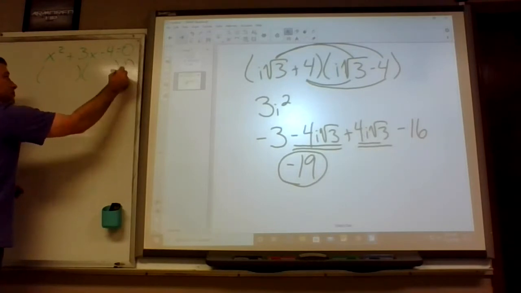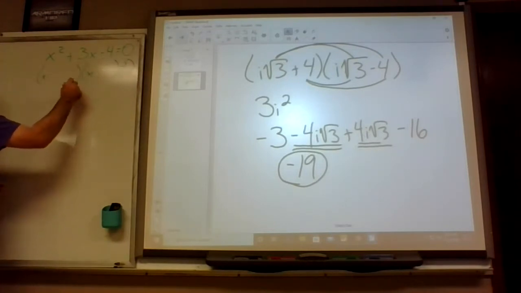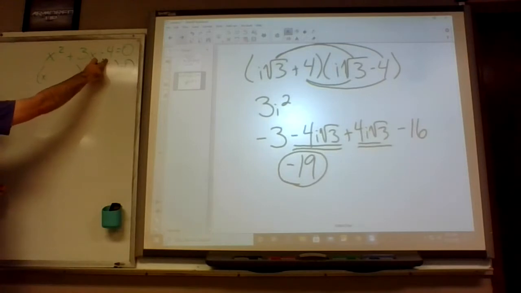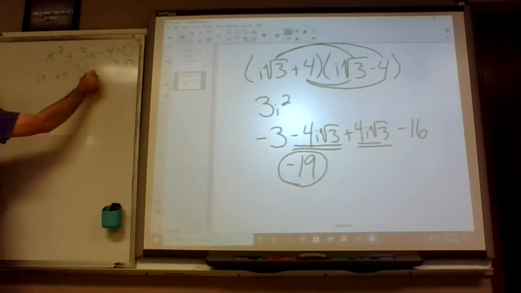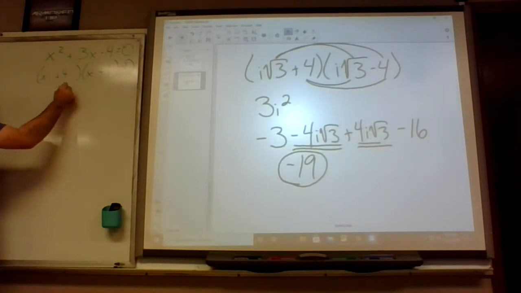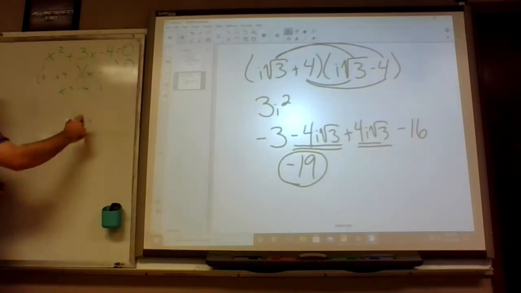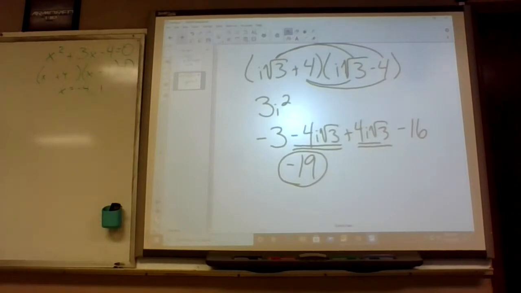X minus 2, x plus 2? No, it's 1 and 4, sorry. What goes into -4 that adds up to 3? It's 4 and -1. And you say what x values would make this 0: -4 and positive 1. I remember doing that.